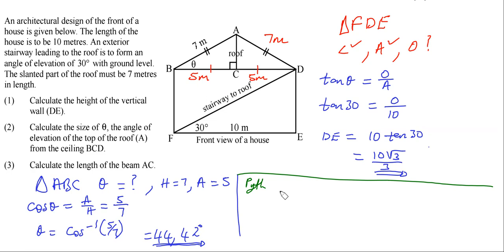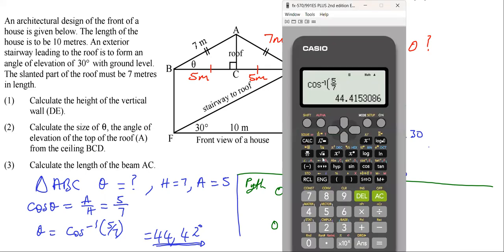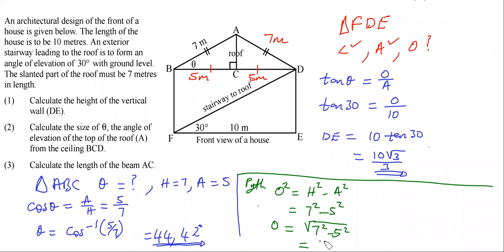We are looking for the opposite side. So opposite squared is equal to hypotenuse squared minus adjacent squared, which is 7 squared minus 5 squared. So our opposite is going to be equal to the root of 7 squared minus 5 squared, which gives us 2 root 6. That's our final answer there.